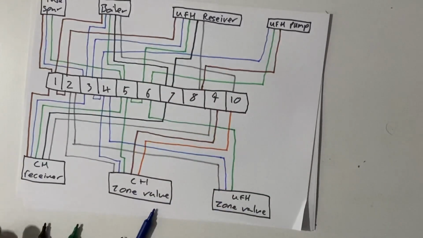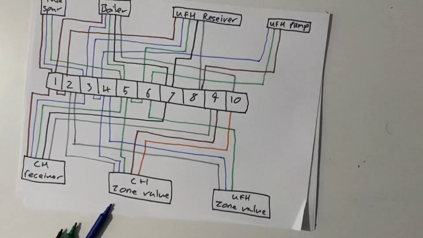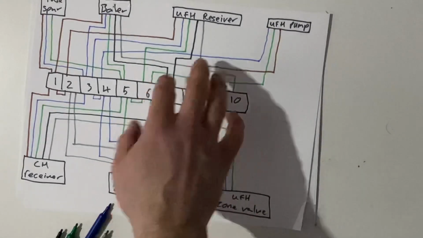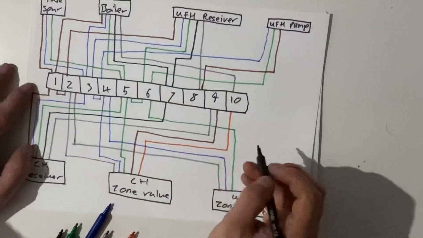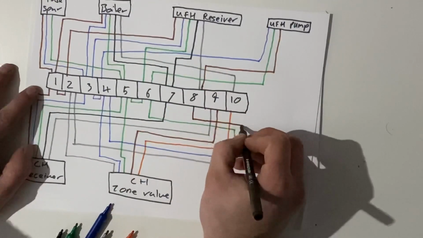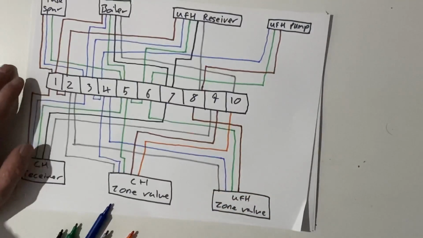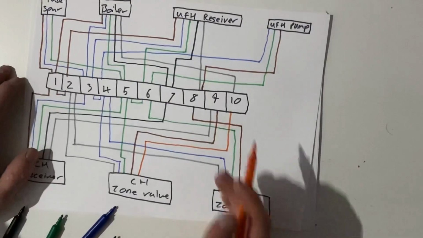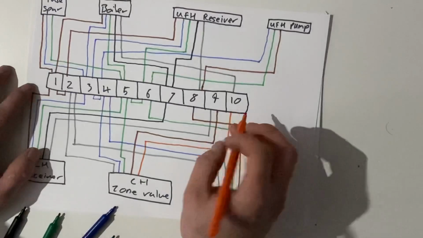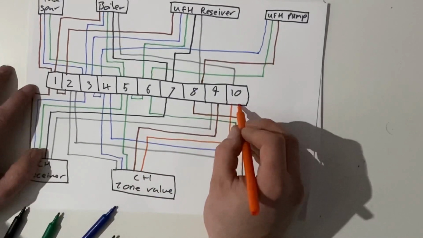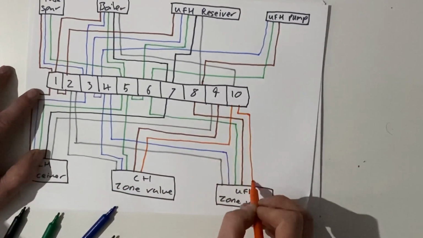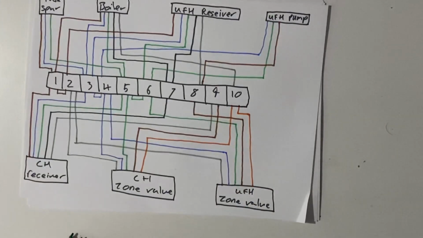Right, so that leaves us with our brown and orange cables. So our brown wants to go back to our receiver and pump, which is on port 8. And then our orange is our cable back to the boiler from the zone valve, which goes to our port 10. So that's pretty simple, all wired up.